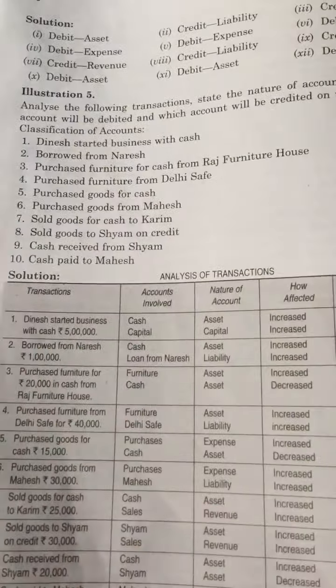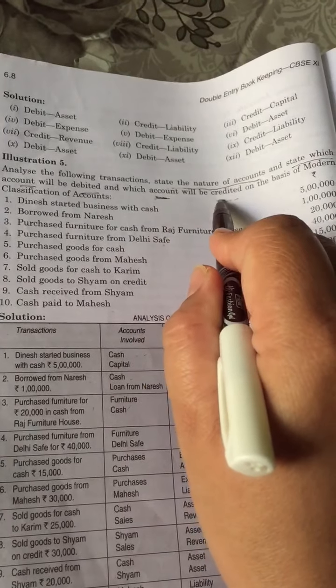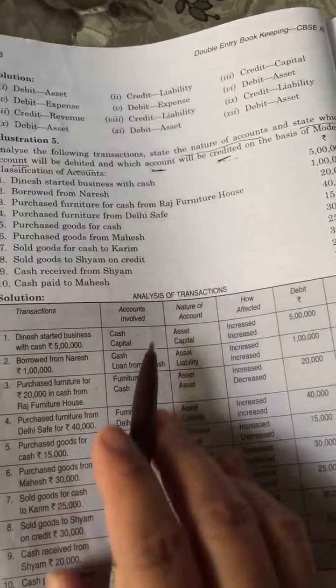First, we will read the question: analyze the following transactions, state the nature of accounts and state which account will be debited and which account will be credited on the basis of modern classification of accounts, that is under the modern approach. We will state the nature of account, which account is involved in the transaction and which account will be debit and which account will be credit, because accounting is based on double entry system, that is every debit has a credit also.